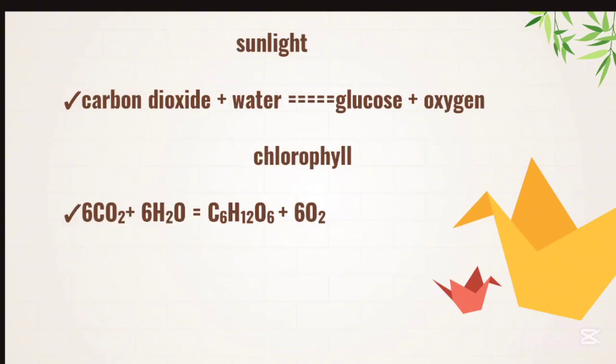So this is the chemical equation of photosynthesis. Carbon dioxide and water are converted into glucose and oxygen in the presence of sunlight and chlorophyll. So glucose is used by plants and animals, and oxygen is released into the atmosphere, which is essential for the animals. So 6 molecules of carbon dioxide and 6 molecules of water are converted into 1 molecule of glucose and 6 molecules of oxygen in the presence of sunlight and chlorophyll. This is known as photosynthesis.